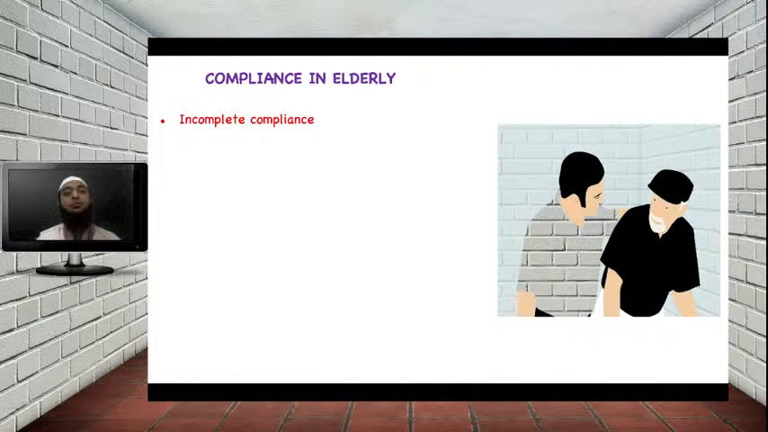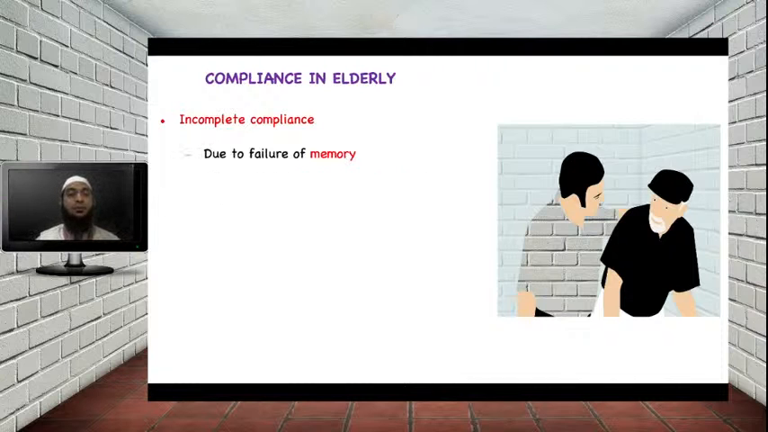Now let's quickly move on to compliance in the elderly. It is observed that in elderly patients there is incomplete compliance, and as a pharmacist, you must consider this to increase therapeutic outcome. Let's try to understand why there is incomplete compliance in elderly patients. Compliance means following the schedule of the prescription, or following the prescribed dosage as given by the physician. Okay. So why is there incomplete compliance? Let's see one by one.